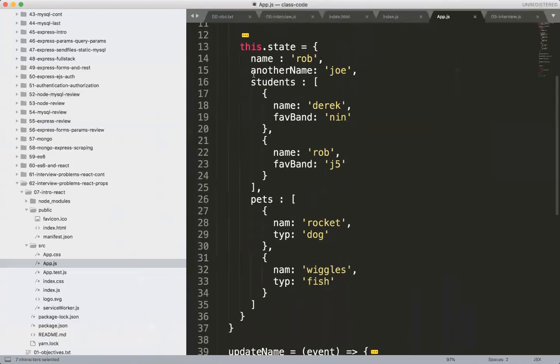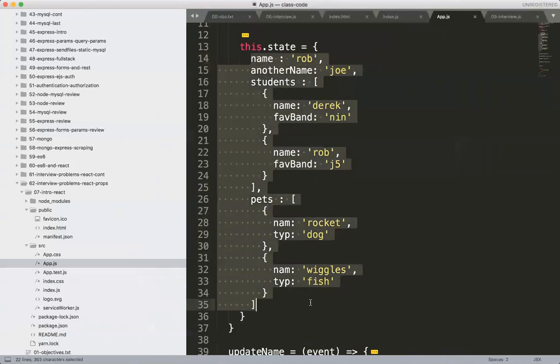Whereas we have a lot of other stuff. We have name, we have another name, and these can change. In our app, we have forms that can change the name and another name. And then we have students, an array of students. This can change too because we're adding student objects into this array in our app. So that's why all of this stuff belongs in this.state.